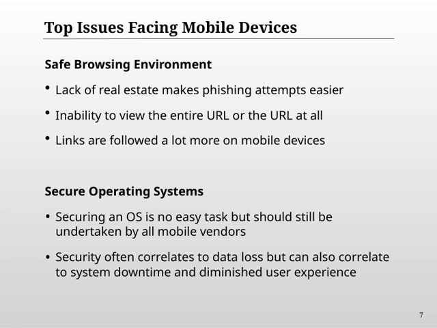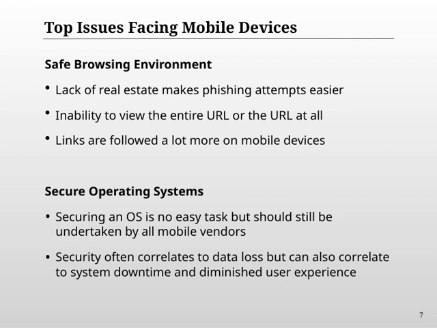First, when it comes to safe browsing environments, the limited real estate on mobile screens makes it easier for phishing attempts to succeed. Since the URL space is small or sometimes hidden, users can find it harder to verify legitimate sites, increasing the risk of falling for scams. Additionally, the inability to view the full URL or even see it at all can leave users vulnerable to malicious links. Speaking of links, they're followed much more frequently on mobile devices. This convenience means users are more likely to click on links without fully scrutinizing them, which again heightens security risks.